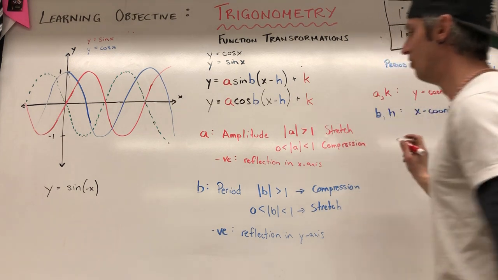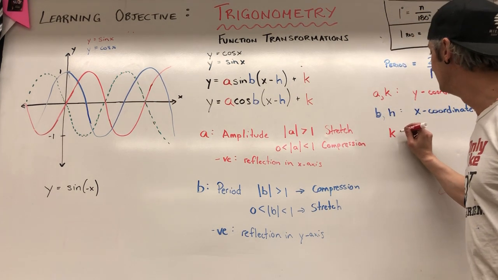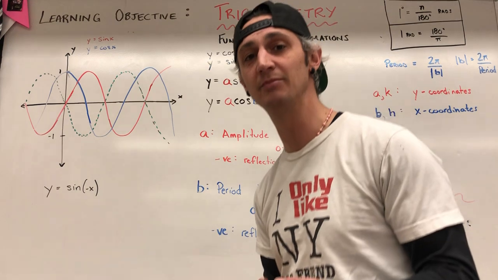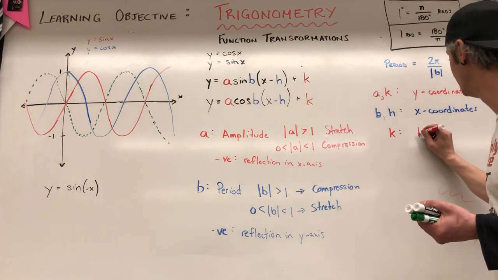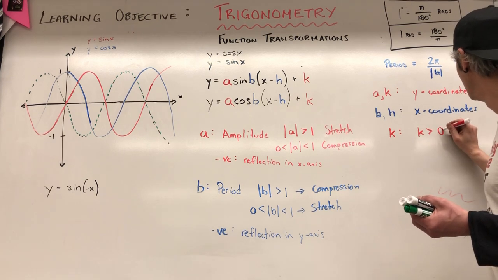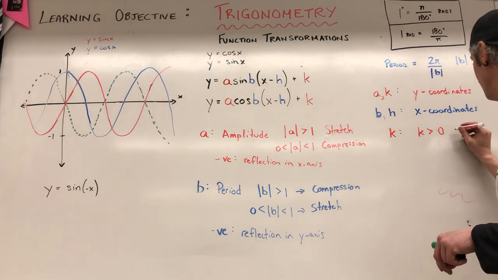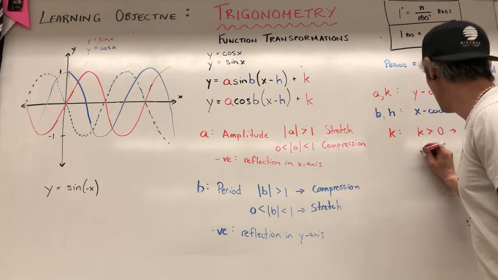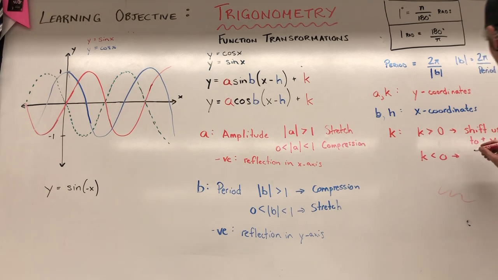Okay. So, K is really easy. K is just like in every other function transformation, it's my shift up or my shift down. Because if there's no K, it's nothing. But if there is a K, it means something's happening. If it's a number bigger than zero, we're shifting it up, to positive y's. We're making it more positive. And if K is less than zero, we're shifting it down, or to more negative y's.